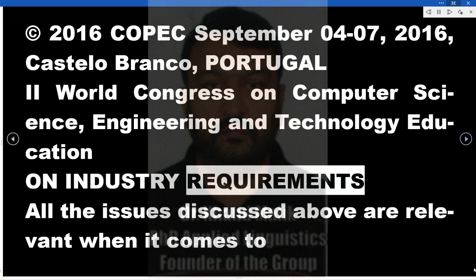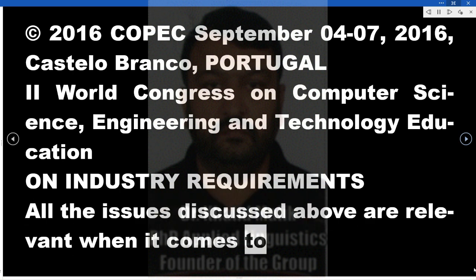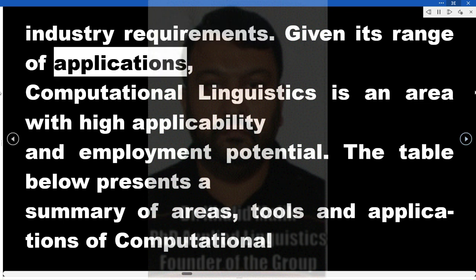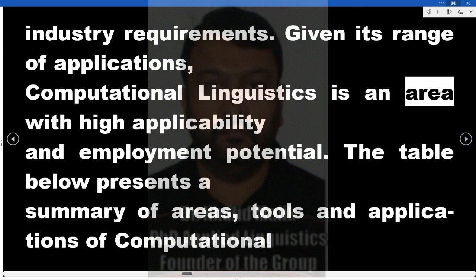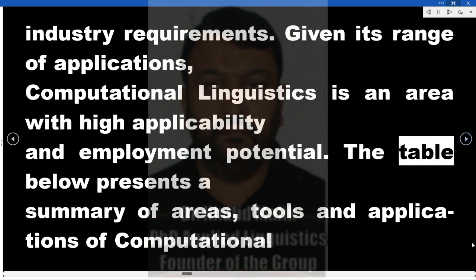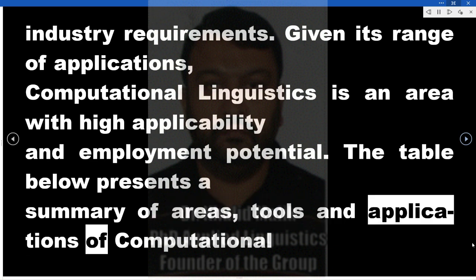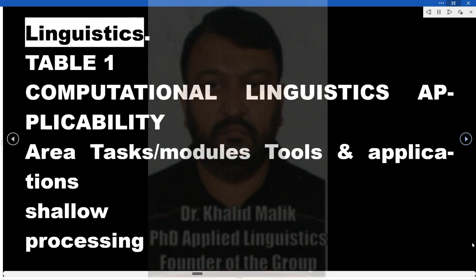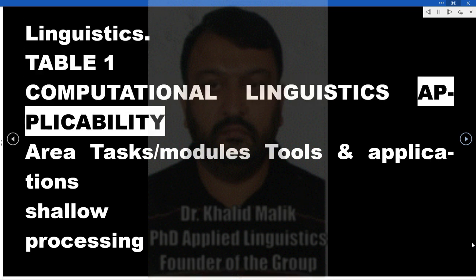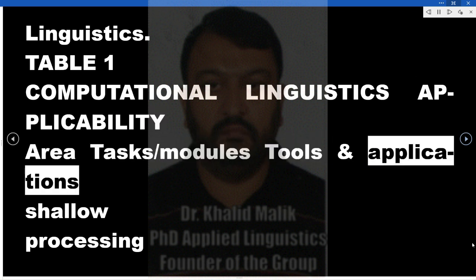On industry requirements. All the issues discussed above are relevant when it comes to industry requirements, given its range of applications. Computational linguistics is an area with high applicability and employment potential. The table below presents a summary of areas, tools, and applications of computational linguistics. Table 1. Computational linguistics applicability. Area, tasks, modules, tools, and applications.